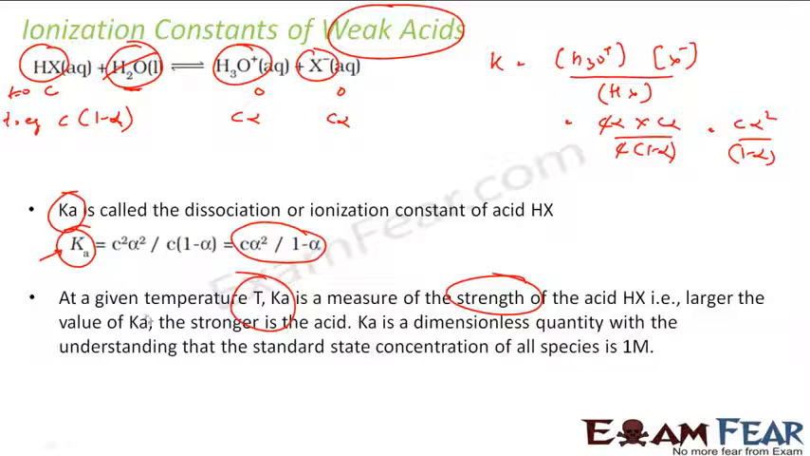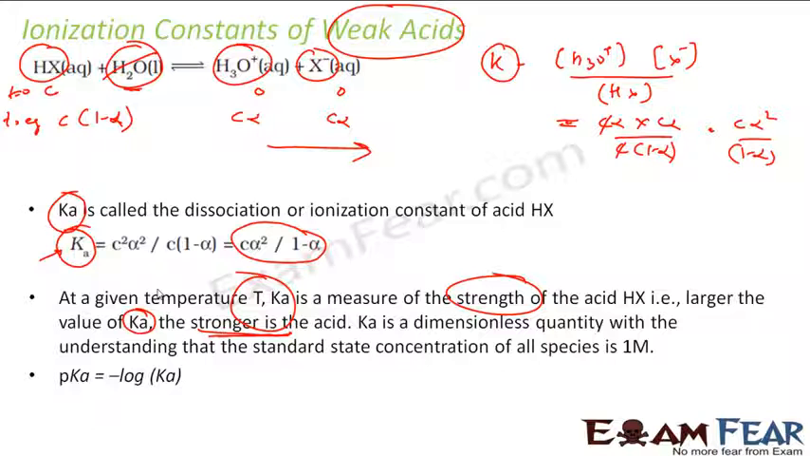So the higher the value of Ka, the stronger the acid. Obviously, we have talked about this in equilibrium. The higher the value of K, the more the reaction will go in the forward direction. So if K is higher, the reaction will go more in the forward direction, and you'll get more H plus ion concentration, and the acid will be stronger. These are the same principles which we learned in the equilibrium chapter in the earlier slides, and we are using them here. So if K is more, the acid is stronger.